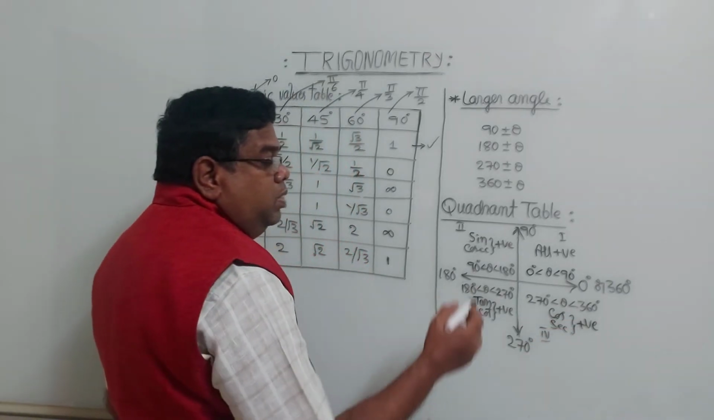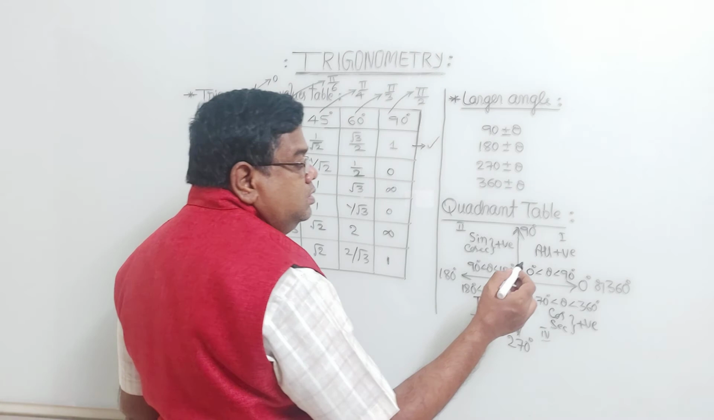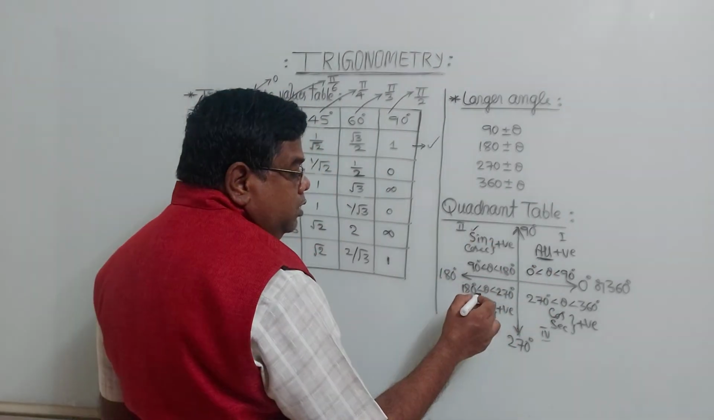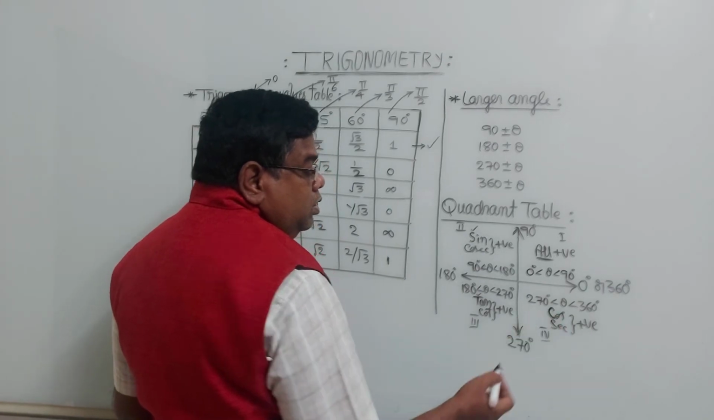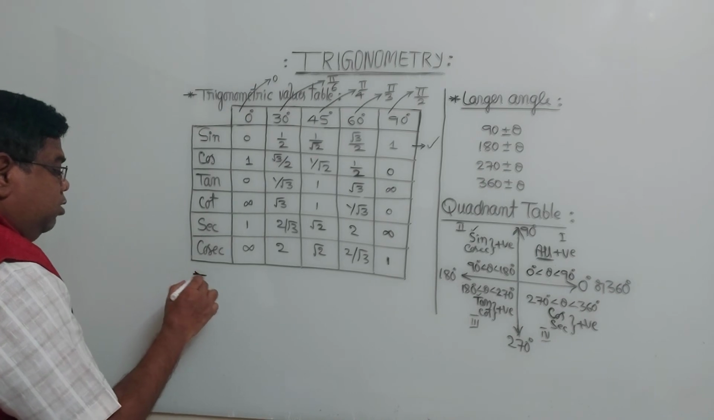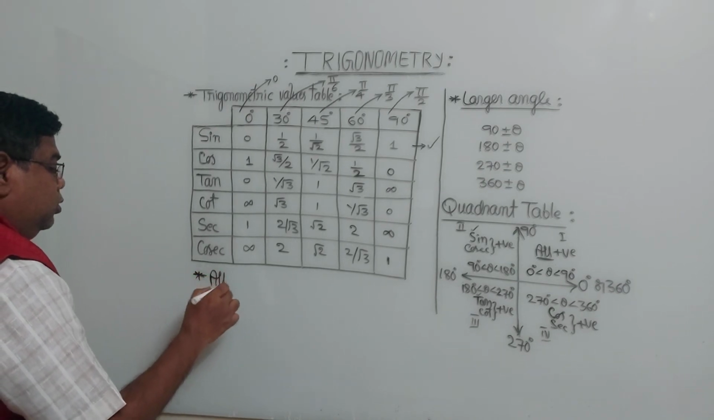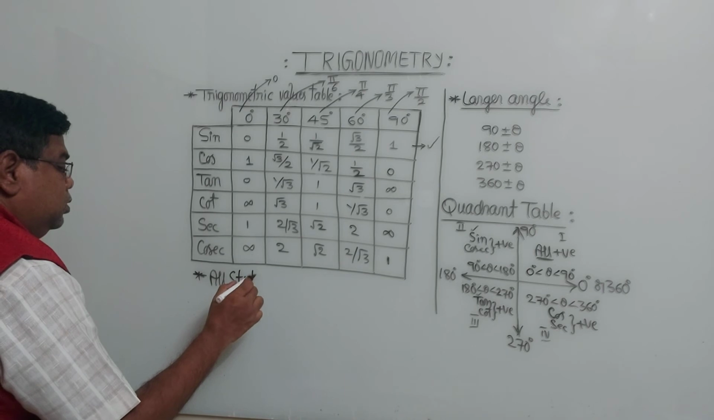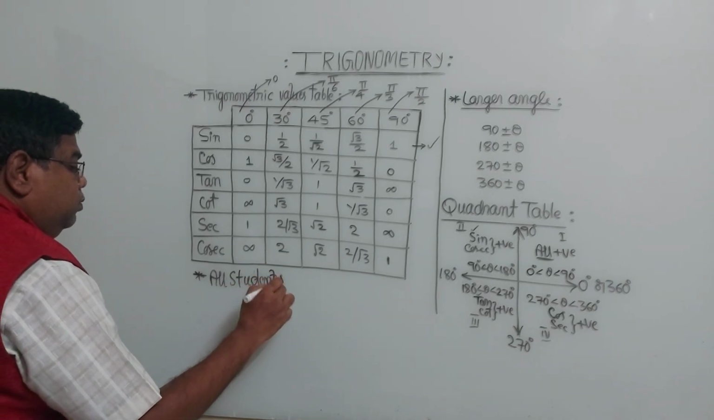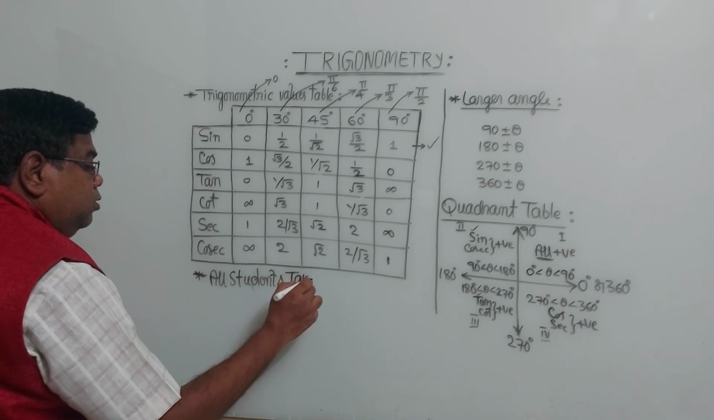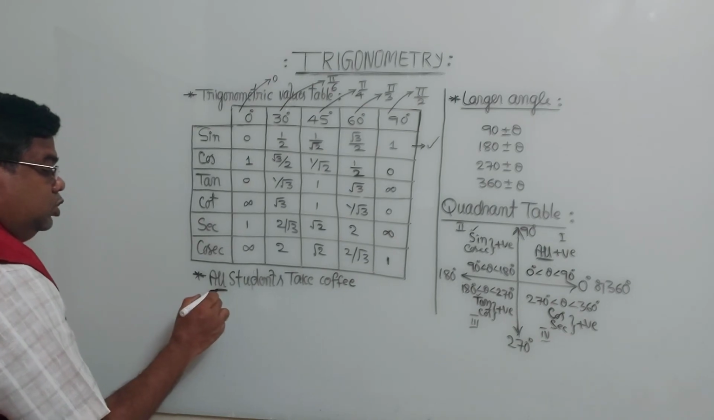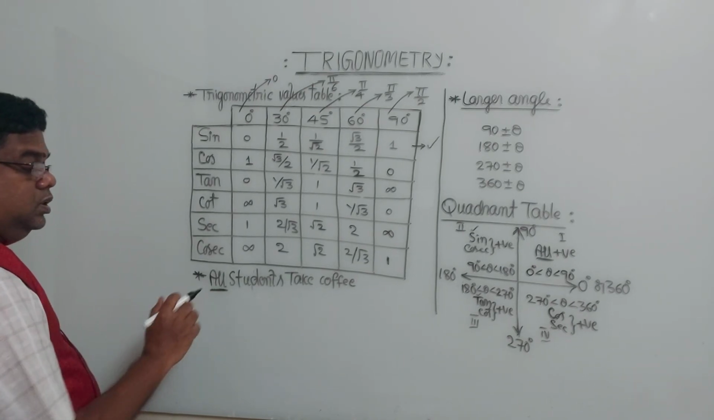To remember this very easily, there is one sentence: all students take coffee. By using this statement, see here, this is the first quadrant. In the first quadrant, all trigonometric functions are positive.